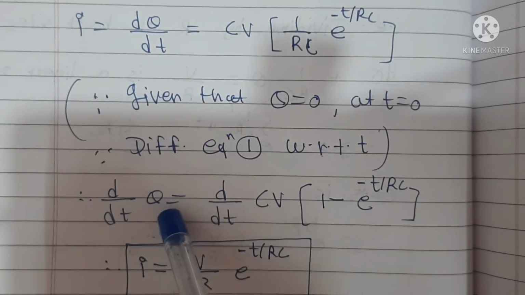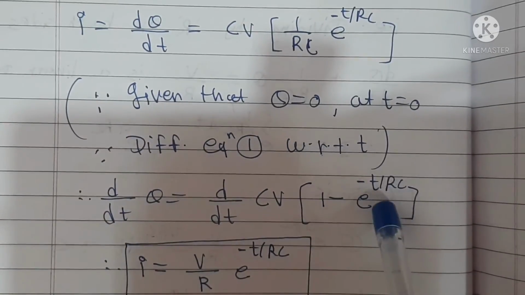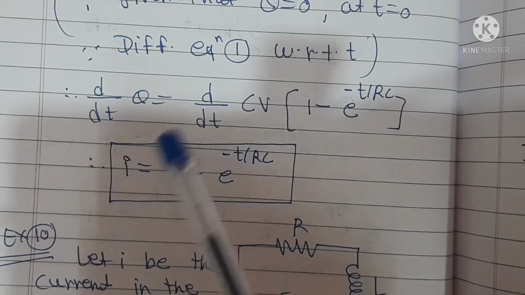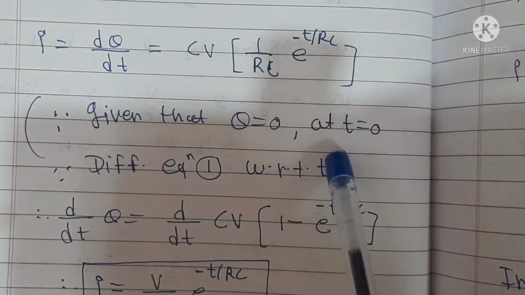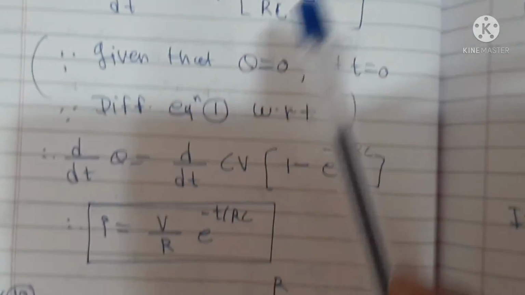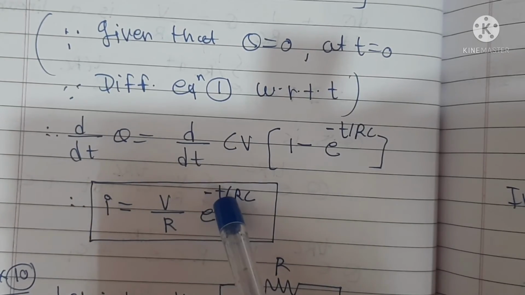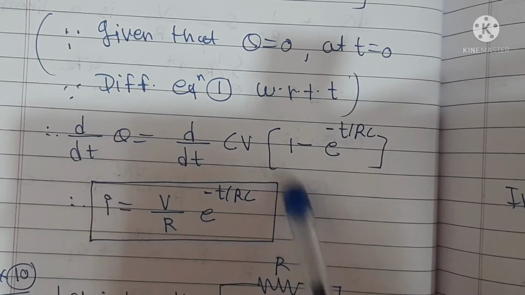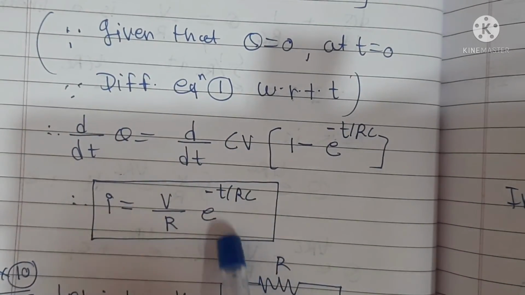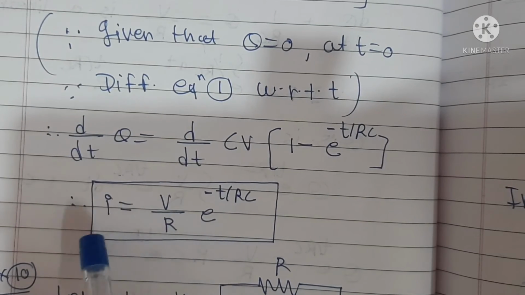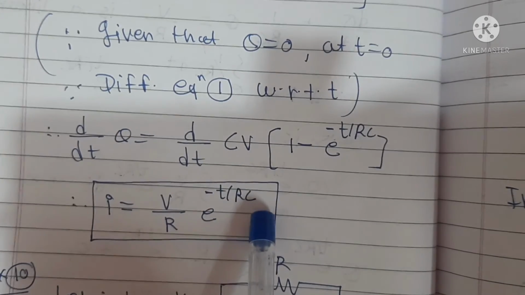Therefore we substitute the given data in our equation of current, that is I. Therefore d/dt of Q is equal to d/dt of CV, e raised to minus t upon RC. Therefore I is equal to, after substituting Q equal to 0 and t equal to 0, e raised to 0 is 1. Therefore I is equal to V upon R e raised to minus t upon RC is our final equation. This is the equation of current we are getting here: current I is equal to V upon R e raised to minus t upon RC.